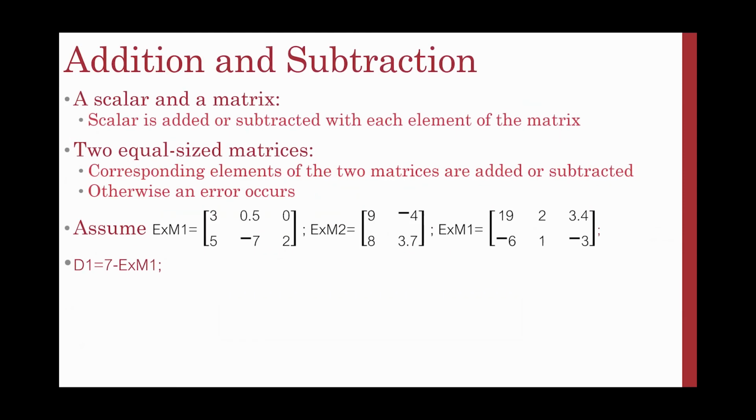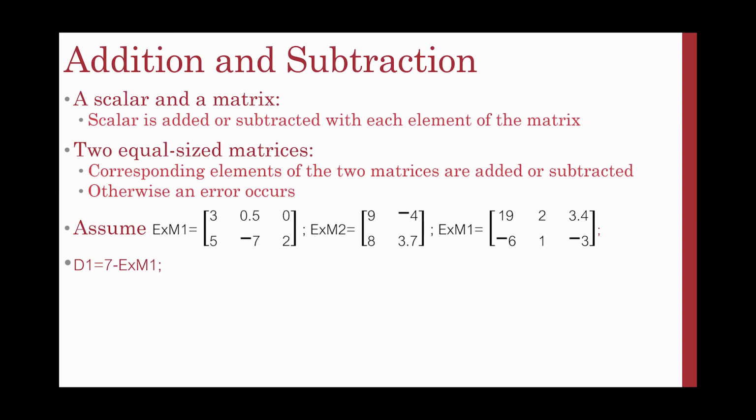You can have addition and subtraction of a matrix. You can have a scalar, so a scalar is added or subtracted to each element. And you can add two equal size matrices where the corresponding elements of the two matrices are added or subtracted. Otherwise, it will result in an error, much the same way that it did with vectors.